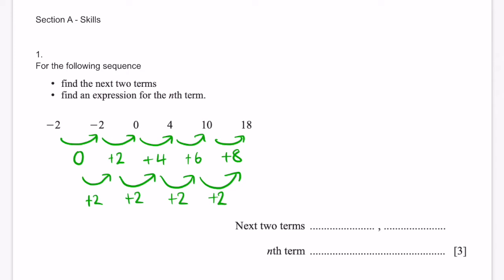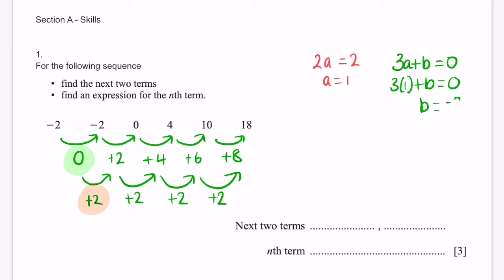So one method that we can use to find the quadratic sequence, we know that this term here gives me 2a. So 2a is equal to 2, and therefore a is equal to 1. Then we have this next term here, and we know that 3a plus b gives me 0. And 3 lots of 1 plus b tells me that b must be equal to minus 3.